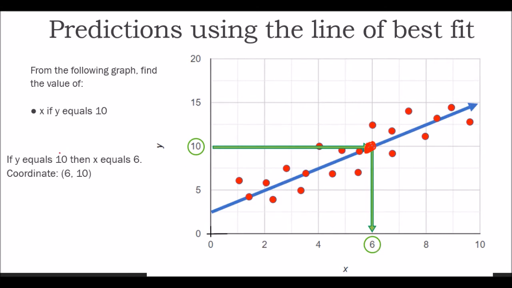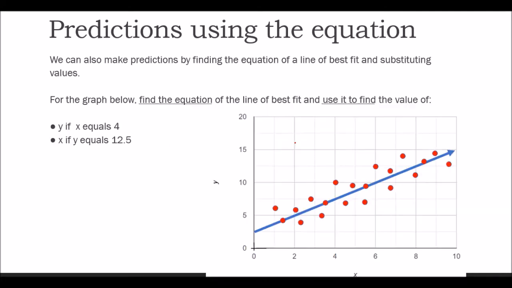Alright, so that means the coordinate for it is 6, 10, which is this. That's 6, 10, right there, that dot. Okay, that's what that's referring to. So if y equals 10, x must equal 6. Okay, now using the prediction.